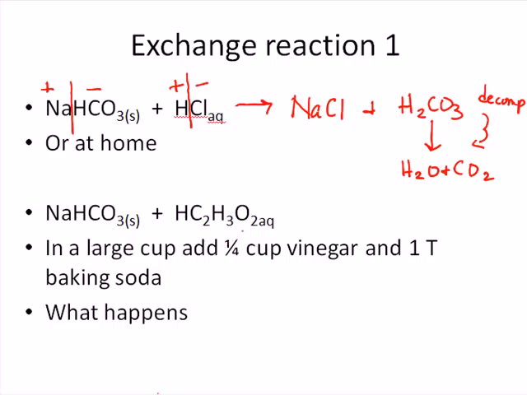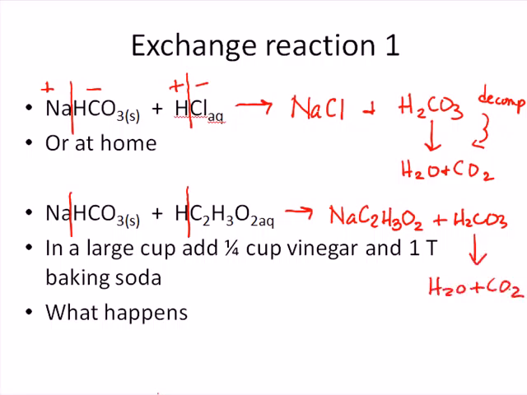Now this reaction will happen with any acid. In this case, this is something you can do at home. You can take sodium bicarbonate, which again is baking soda, and vinegar, and do this same reaction. Vinegar is about a 5% solution of acetic acid in water. Instead of sodium chloride, you will get sodium acetate as your salt. You will get carbonic acid, which should do the same thing, break down to form carbon dioxide plus water.